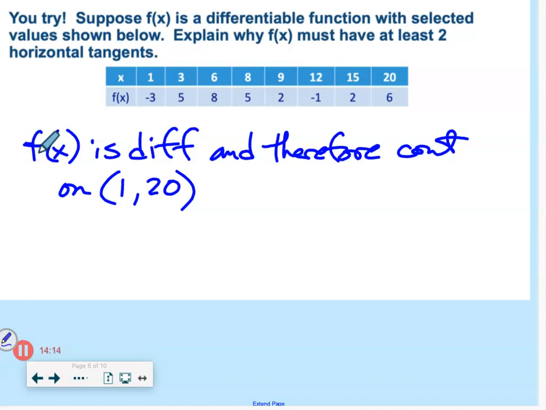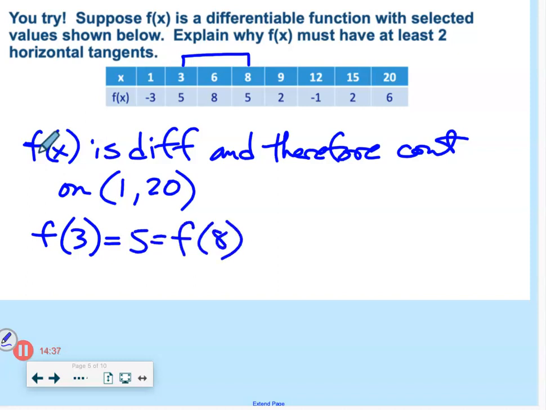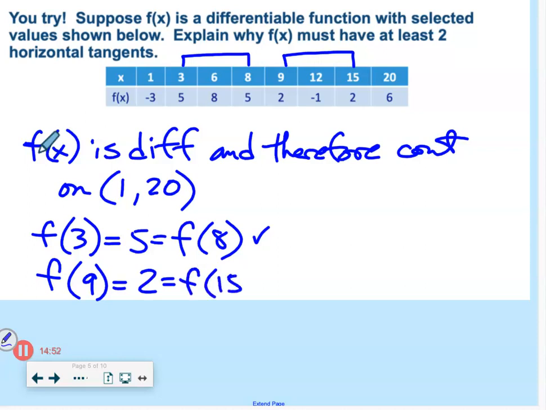Okay. So anyway, all right. So we are differentiable and therefore continuous. I'm putting on the open interval from 1 to 20. Really, it's everywhere. Okay, so we've got the first 2 requirements of Rolle's. And then what Jennifer said was she used the interval from 3 to 8. Why did she pick 3 and 8? Same y values, right? So f of 3 equals 5, which equals f of 8. Check. And what's the other one? 9 to 15, right? f of 9 equals 2, which equals f of 15. Check.